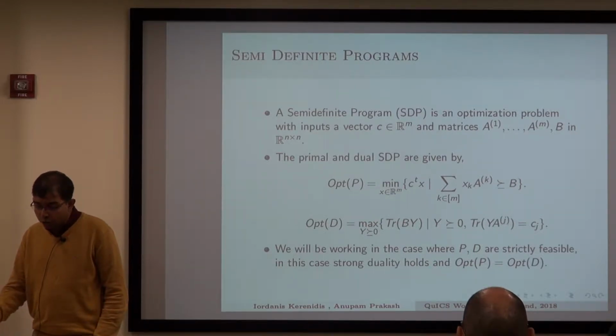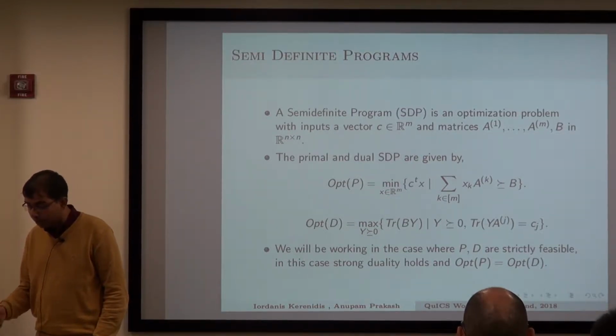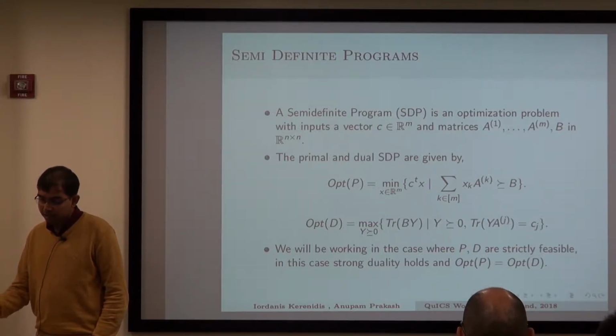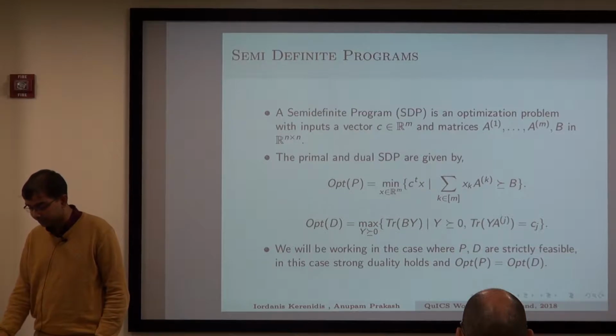For all of this talk, we'll be working in the setting where these primal and dual problems are strictly feasible. So there is a solution such that the inequalities are strictly satisfied. And in this case, we would have strong duality, and in particular, the optimal value of the primal will be equal to the optimal value of the dual.